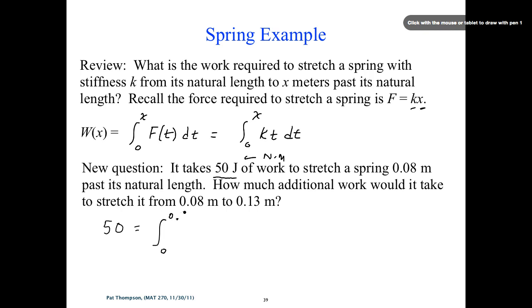So, okay, 0 to 0.8 of kt dt. Is this a correct statement? Okay, so there's no dividing to solve for something here, right? Because we have 50 equals the accumulation from 0 to 0.8 at the rate kt dt.